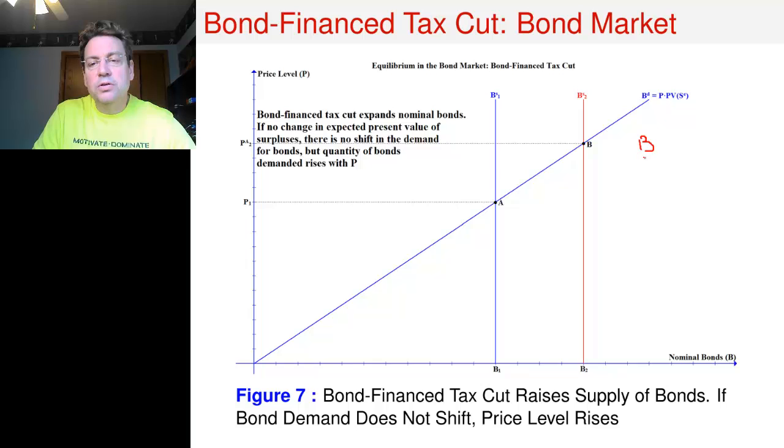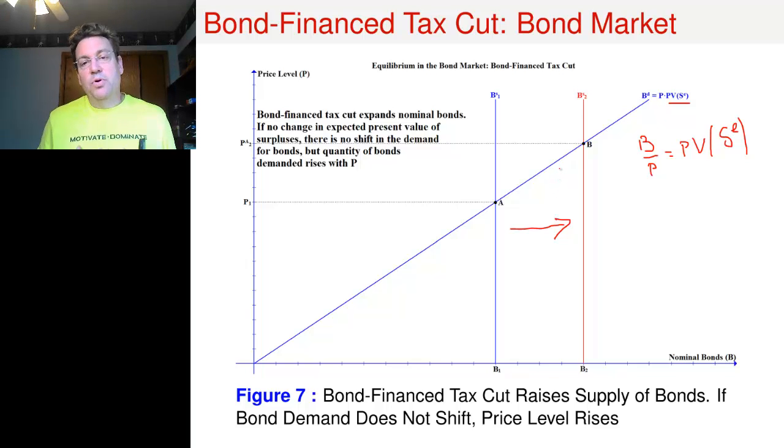Remember that here the equilibrium condition is the real value of bonds equals the present value of this curly surplus. Now we have an increase in bonds, right? The government's selling more debt in order to finance the tax cut. But if there's no change in the present value of surpluses, in other words, if this tax cut and bond increase doesn't portend any change in future taxes, then people are going to feel wealthier. They have more income today because their taxes have been cut. They're not expecting taxes to go up in the future. So what are they going to do? They're going to try to buy more goods. And when they do that, the price level starts to go up, and bond demanders just slide up this fixed demand curve until they're willing to absorb this extra quantity of nominal bonds.